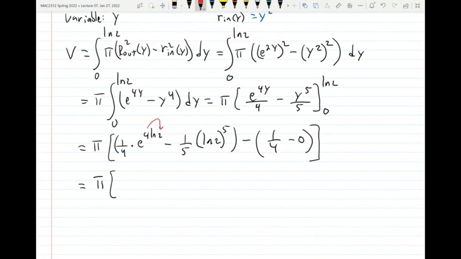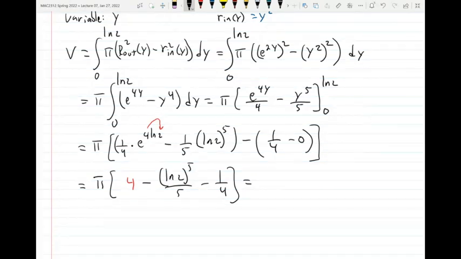So this 4, I'm going to bring it here. They're going to have a 2 to the 4, which is 16. Then the e and the ln cancel out, and you get 16, right? That 16 divided by 4 gives you 4. Is that okay? Then minus, this one is ln of 2 to the 5th power over 5. I cannot do anything about that. Minus 1 over 4. And so we can at least combine the 4 and the 1 over 4. So that's 16 over 4 minus 1, that's 15 over 4.